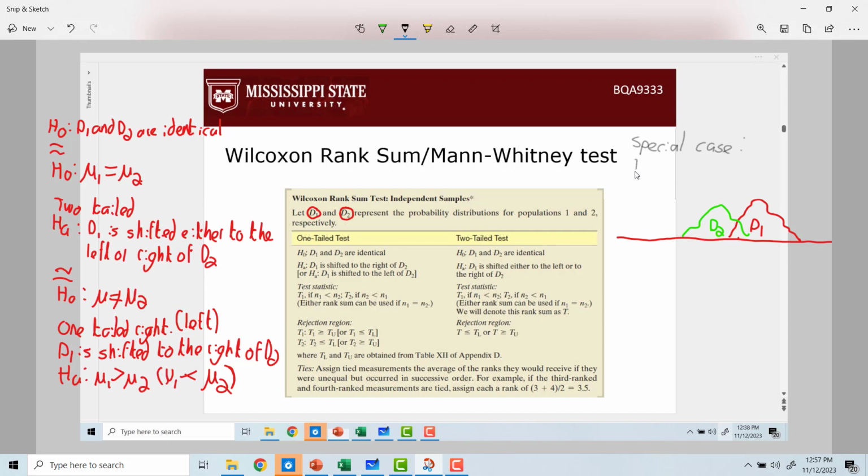There's a special case that if the data are fully numeric or fully continuous, and the distributions have the same shape, then this is a median test.